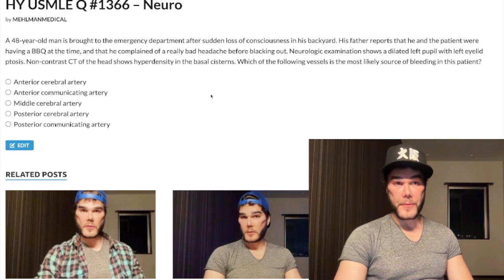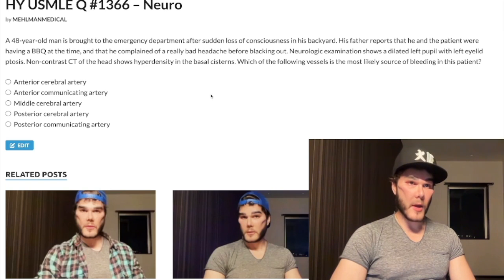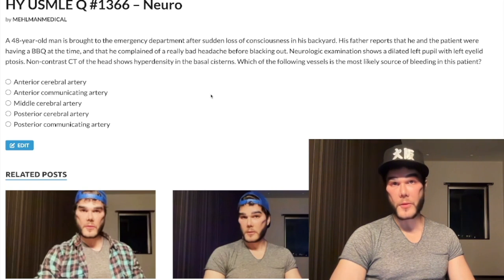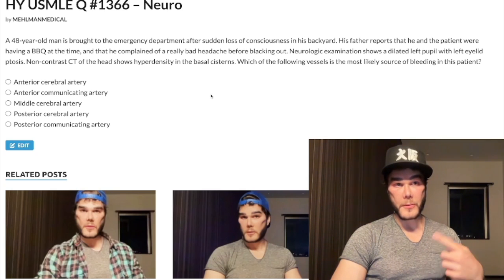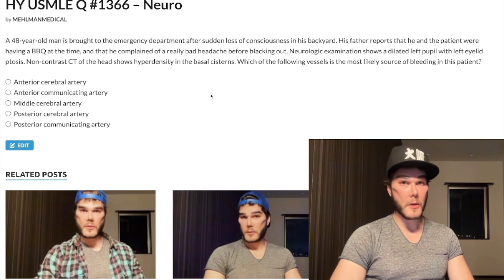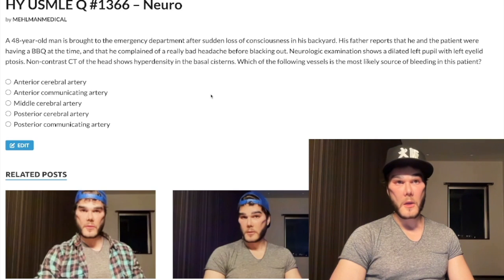You need to know that a PCOM aneurysm specifically causes an ipsilateral blown pupil due to compression of the oculomotor nerve, cranial nerve 3. The parasympathetic fibers are peripheral around the circumference of CN3, and that'll decrease efferent parasympathetic outflow to the pupil, decreasing pupillary constriction. So you get an ipsilateral blown pupil, mydriasis.